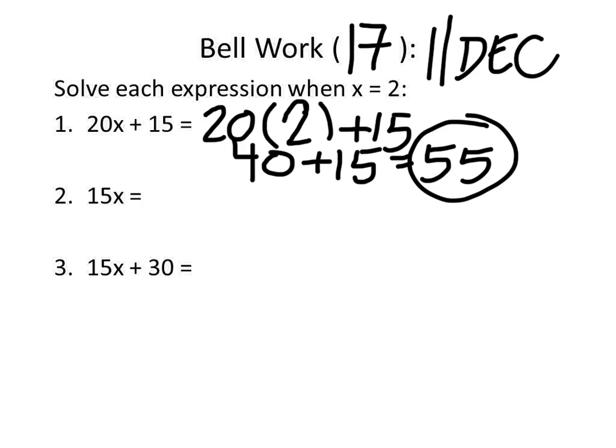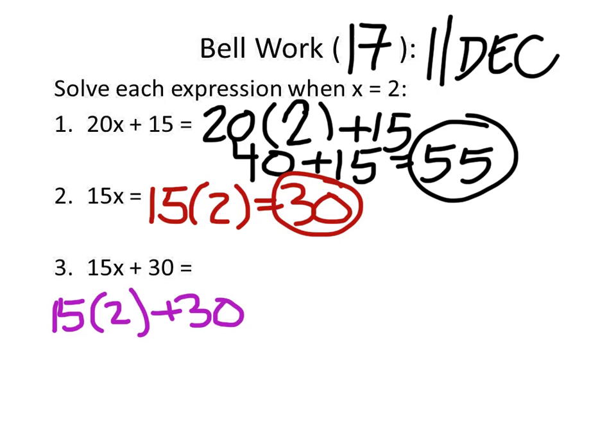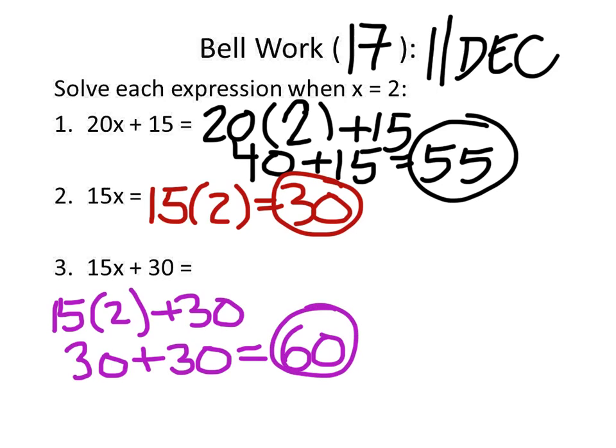All right, this next one is 15 times 2, which is 30. I got 60. The next one would be 15 times 2 plus 30. Well, we just saw that 15 times 2 is 30. I got 55. Plus 30 is 60, on the other one, before he changed.